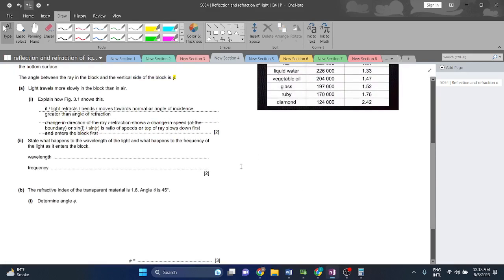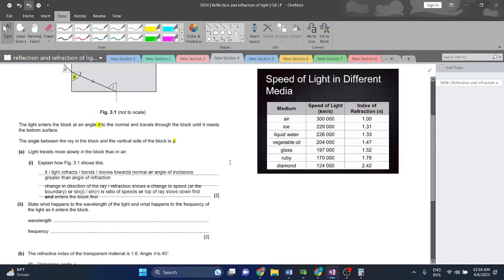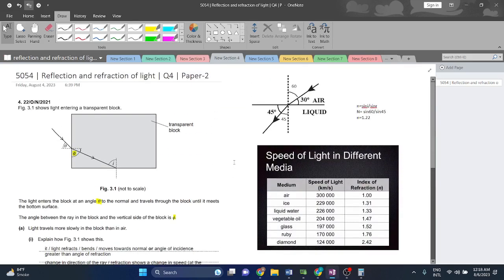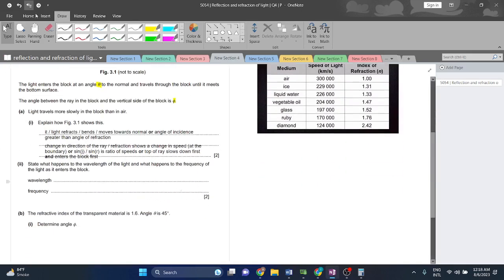State what happens to the wavelength of the light and what happens to the frequency of the light as it enters the block. अभी हमने क्या determine किया कि the speed of light is slowing down and speed is directly proportional to how much the wavelength is gonna be. ठीक है ना? जितनी बड़ी wavelength होगी it is directly proportional to that. तो wavelength will decrease, while on the other hand frequency जो है it will not be affected.